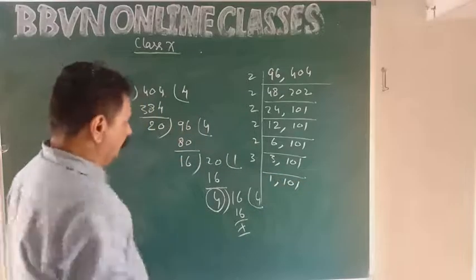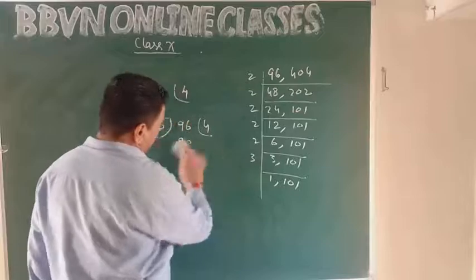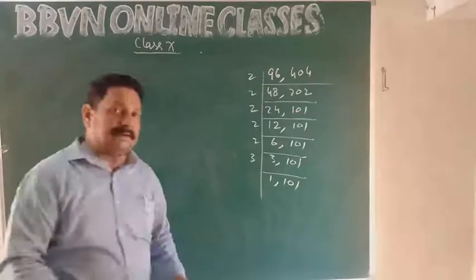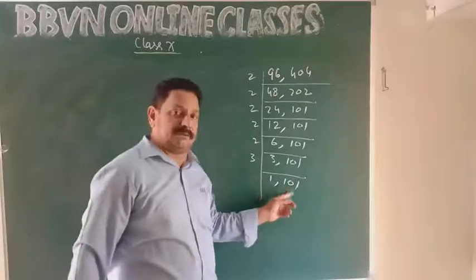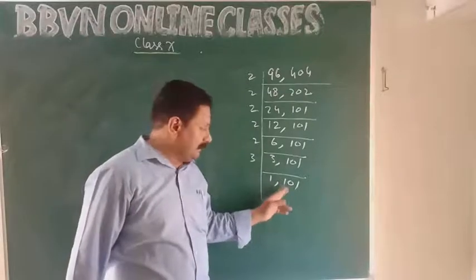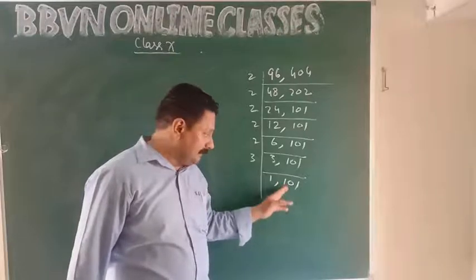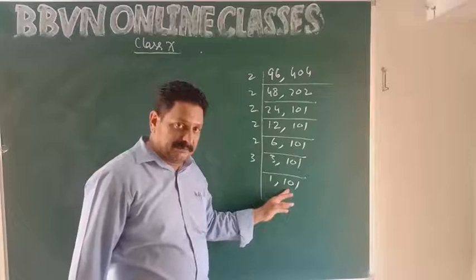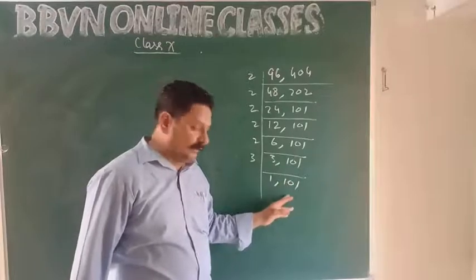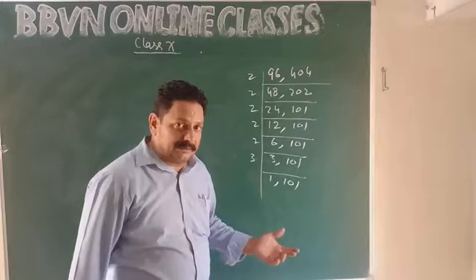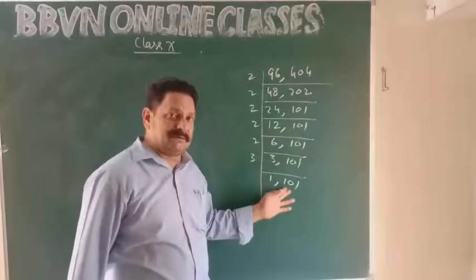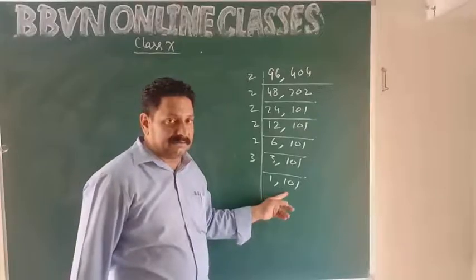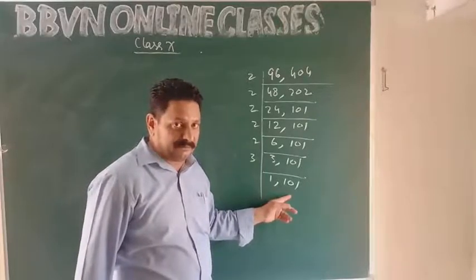Now, do we have any other number which can divide this 101? Any prime number which can divide this 101. Is it divisible by 5? No. Is it divisible by 7? No. Is it divisible by 11? No. By 13, is it divisible? No. Any other number, can you find it? 17, is it divisible by 17? No. Is it divisible by 19? No, it's not divisible. Right?